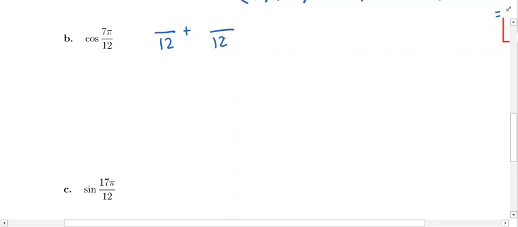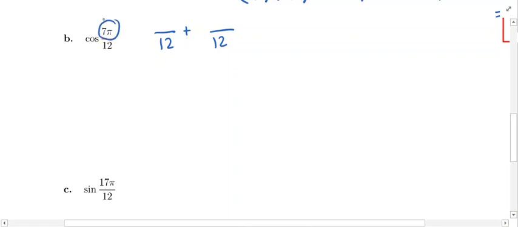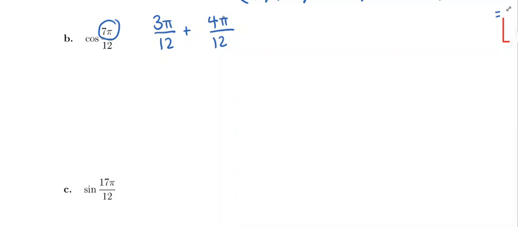Okay, because if we're adding two things, we need a common denominator of 12, so that when we add across the top, we'll keep the same denominator. In the numerator, I've got 7 pi. Well, what's going to add up to 7 pi? Well, 3 pi plus 4 pi. So in my mind, that's how I can compute the 7 pi over 12.